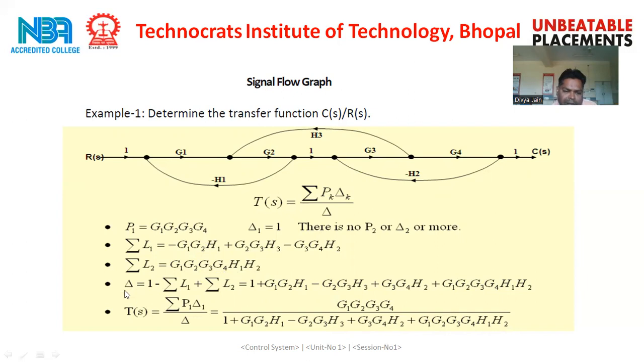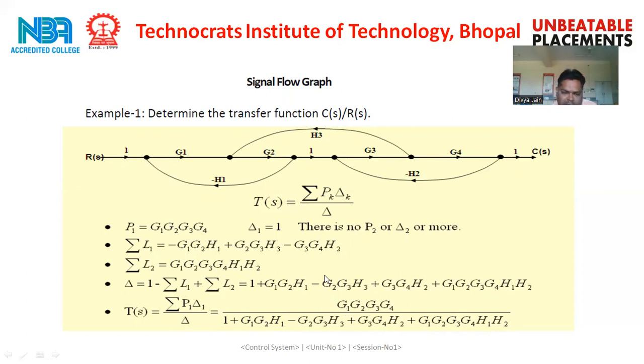Now we will find out delta. Delta is equal to 1 minus the sum of all individual loop path gains plus the sum of all two non-touching loop path gains minus the sum of all three non-touching loop path gains. So the overall transfer function is the summation of P1 delta 1, because it is only one forward path. If there were two forward paths, then the result would be P1 delta 1 plus P2 delta 2. But it is only one forward path. So the result will be P1 delta 1 divided by delta.